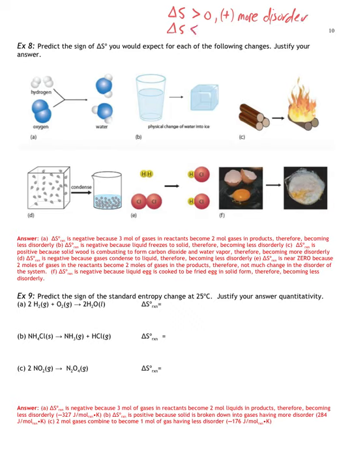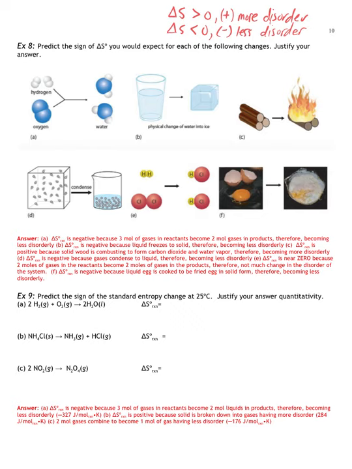If delta S is less than 0, negative, there's less disorder. Now, remember, delta S is products minus reactants. So if the products have more disorder than the reactants, that means the entropy has gone up. So that's why it's positive. And of course, if the products have less disorder than the reactants, that means the delta S is going to be negative, thus less disorder.